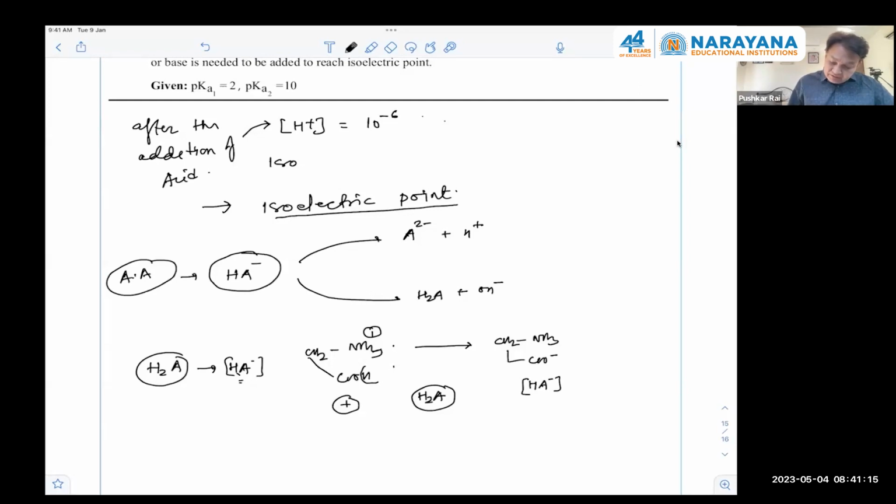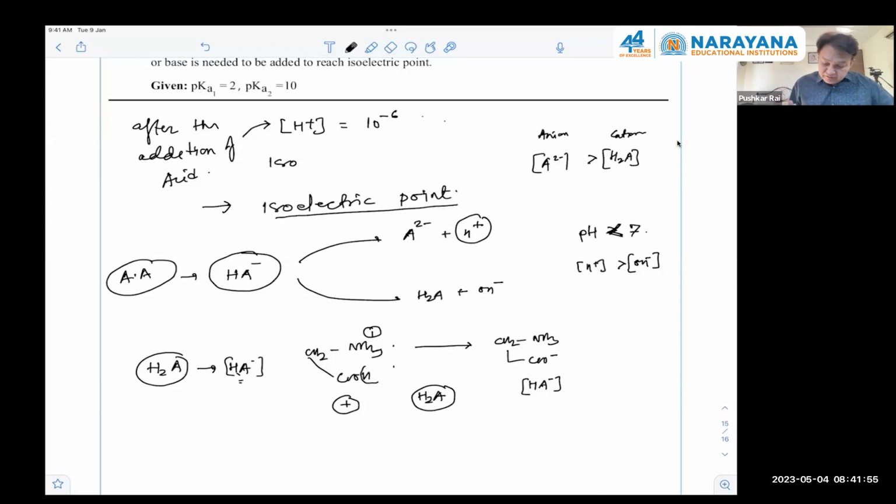Now what is happening? Since pH is less than 7, you are confirmed that H plus ion concentration is greater than OH minus ion concentration. In that scenario, we would say that A2 negative ion concentration is more than H2A concentration. A2 negative is an anionic species and this is a cationic species. You understand? Definitely anionic is more than cationic, so it could not be the isoelectric point.